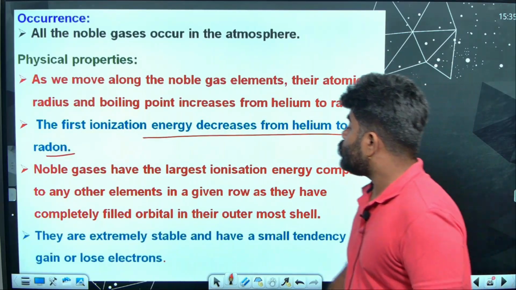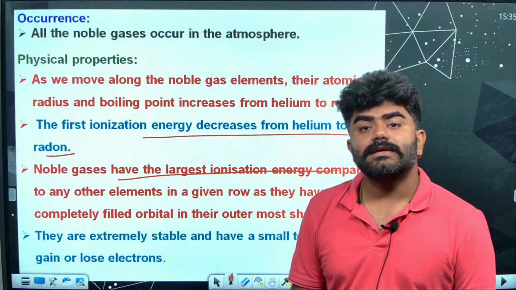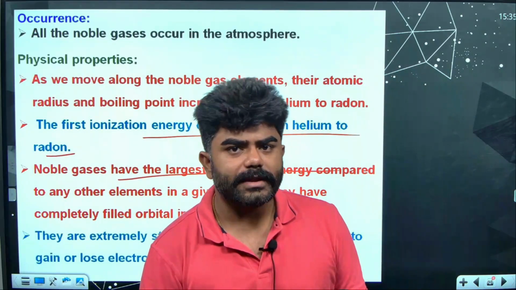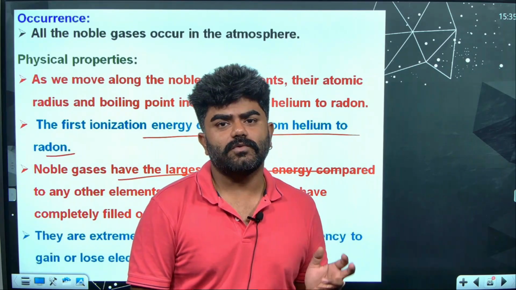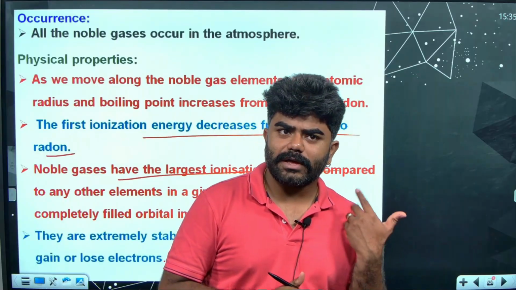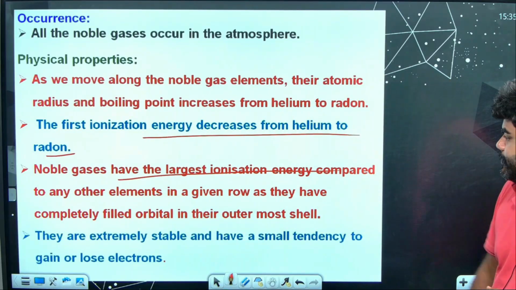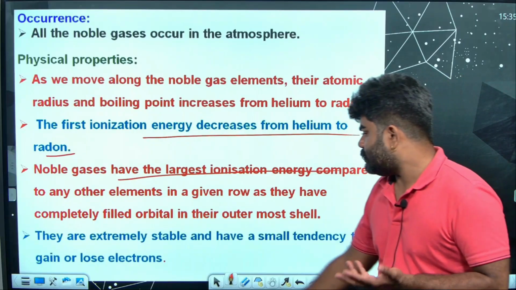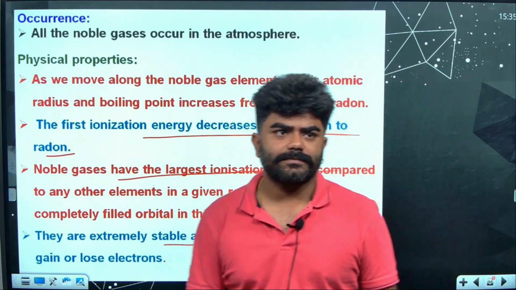And compared to all other elements, noble gases will have the largest ionization energy because they are more stable, right? We call it the stable ns2 np6 configuration, and from there you cannot remove an electron easily. So you will have to give more ionization energy compared to any other group. Alright, and they do not tend to gain or lose electrons. That is their nature.